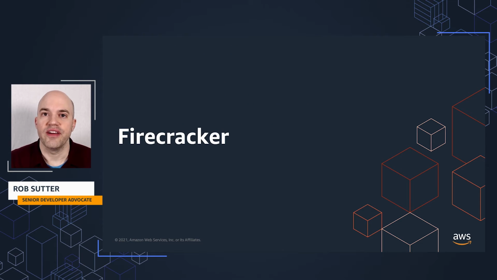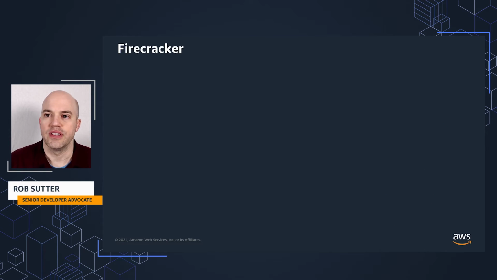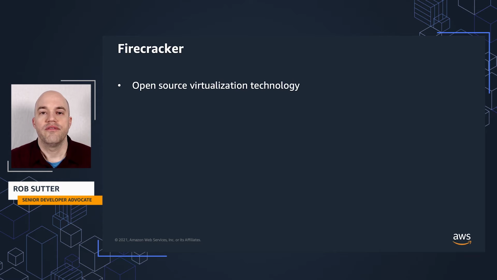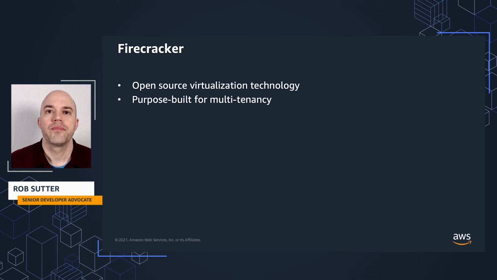Firecracker is the lightweight virtual machine manager purpose-built for AWS Fargate and AWS Lambda. Firecracker is an open source virtualization technology. You can review the source yourself and make contributions on GitHub. Firecracker was purpose-built for multi-tenancy workloads and enhances those strong isolation guarantees provided by EC2 Nitro.